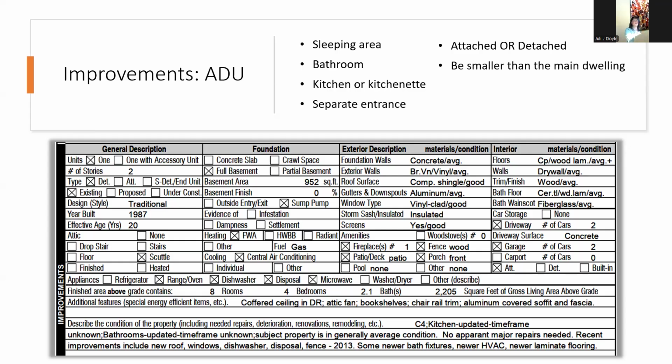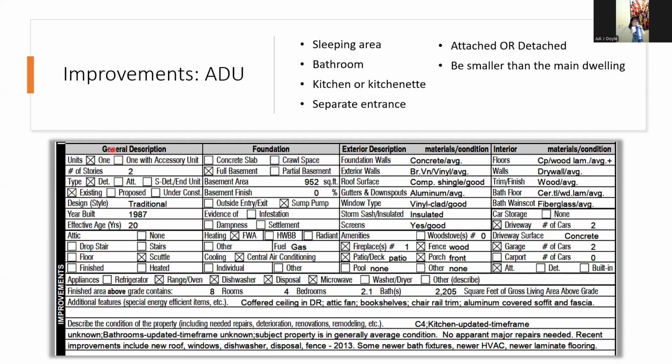And based on Fannie and Freddie, we've got some really clear guidelines on what would be an accessory dwelling unit. Here's the first clue that we have an accessory dwelling unit. The appraiser is going to mark one unit with accessory unit. Now, if that's not marked, we definitely want to go back and ask the appraiser to mark it. The underwriter is more than likely going to catch that to figure out why it is not.